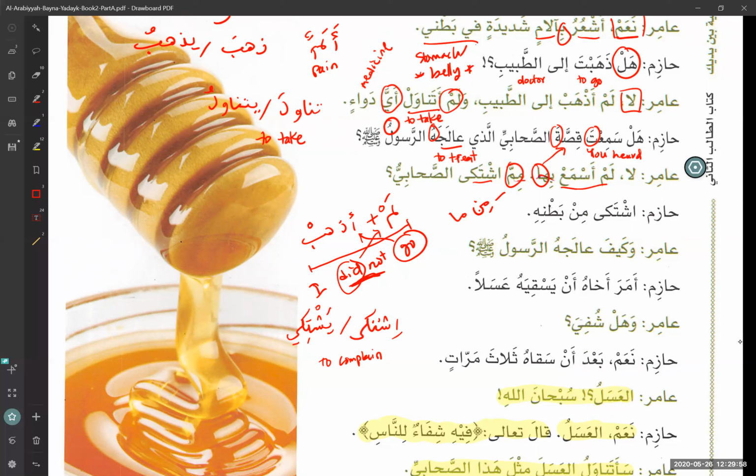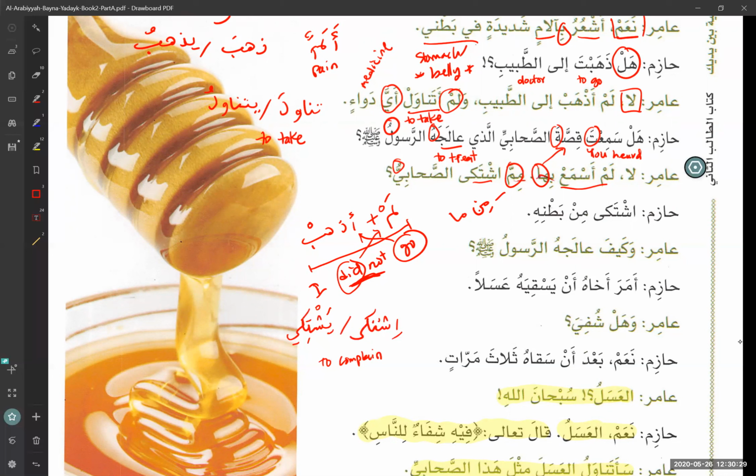So who complained? Again, this is a verb. We need to know the doer, and we look for the marfu' state, which is as-sahabiyu, the companion. So from what did the sahabi complain? The sahabi is the one who's complaining. So basically, he wants to know what his problem was. Why did he complain? From what did he complain about? Right?